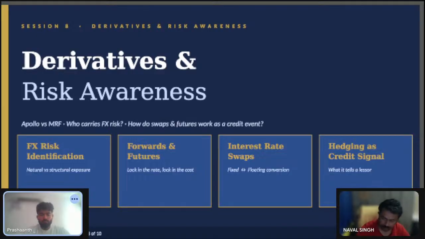Okay, thank you. So that is forwards and futures, and how they can lock it. Then there is something called interest rate swaps, which is fixed versus floating conversions. We are only looking at FX risk. We are not looking at the underlying commodity risk. We can also look at commodity risk, and there we can have options and futures, calls and puts being written on the commodity as well. We can have a separate session on top of that.